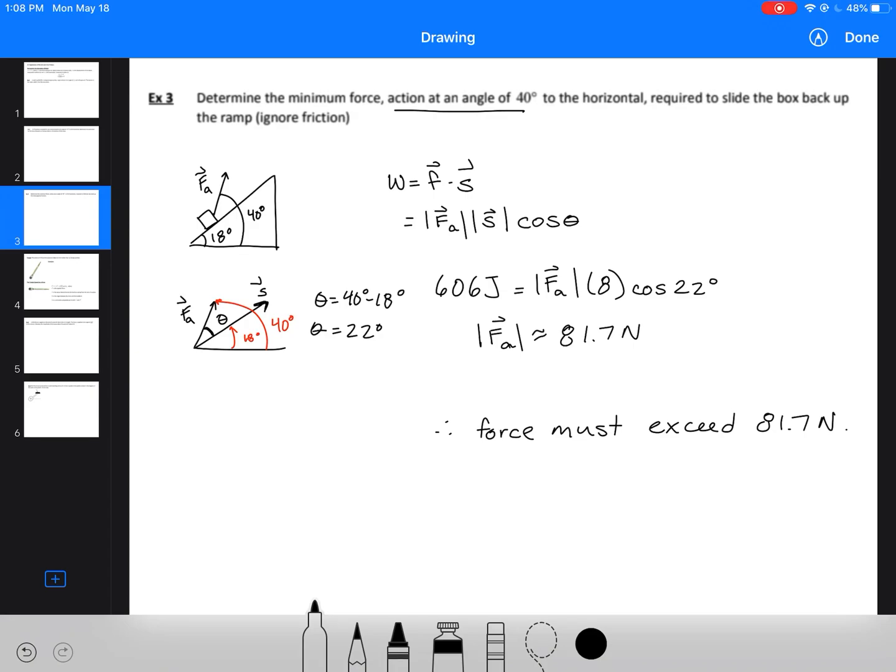This covers the applications of the dot product. The next video that I'm going to post covers some applications of the cross product.